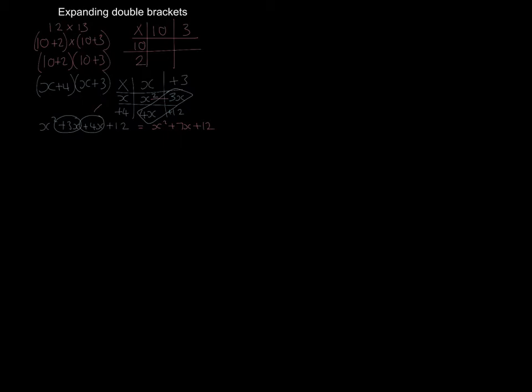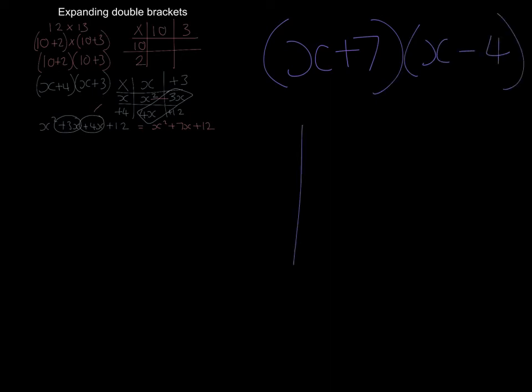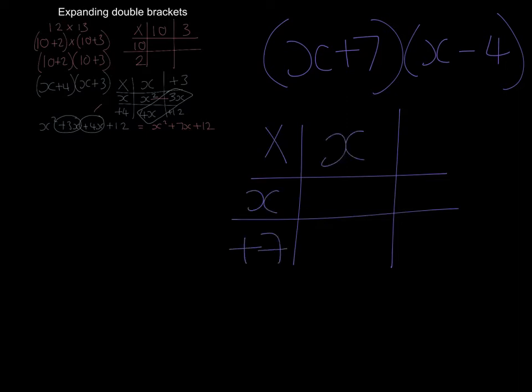We'll have a look at another one. We'll have a look with negatives this time. So it could be x plus 7, x minus 4. Goes into the grid. The x and the 7 stay together, so x plus 7, and the x minus 4 stay together. Same process, x times x is x squared, minus 4 times x is minus 4x, 7 lots of x is 7x.